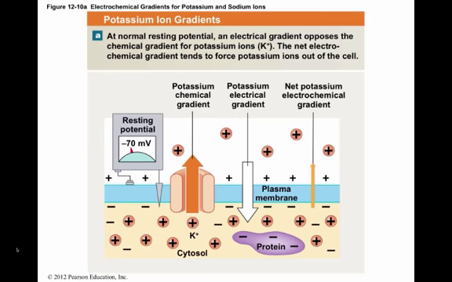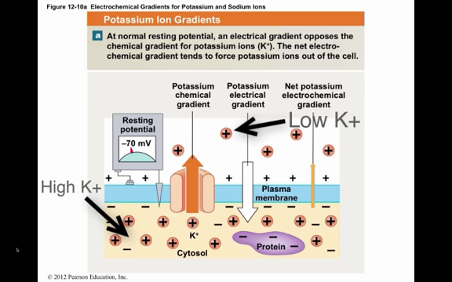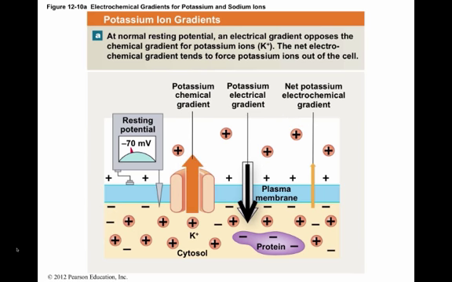The intracellular concentration of potassium ions is high, whereas the extracellular concentration is very low. Therefore, the chemical gradient for potassium ions tends to drive them out of the cell. However, the electrical gradient opposes this movement because potassium ions are attracted to the inside of the plasma membrane and repelled by the positive charges on the outside of the plasma membrane.